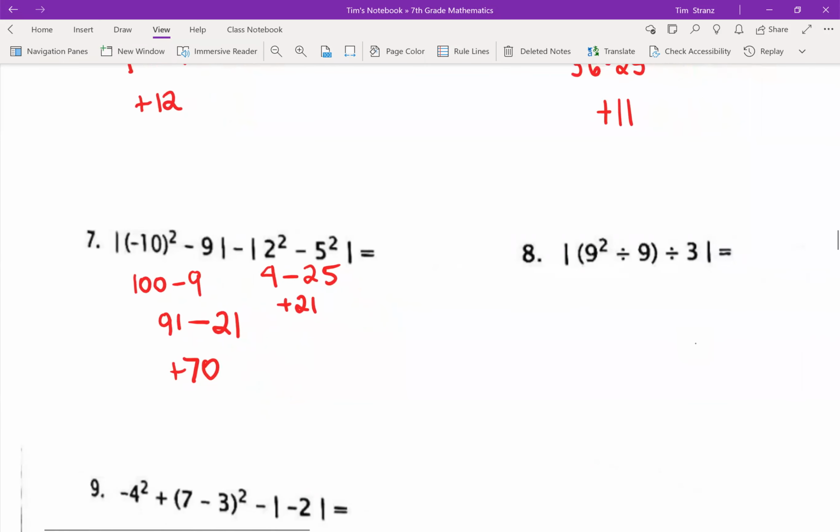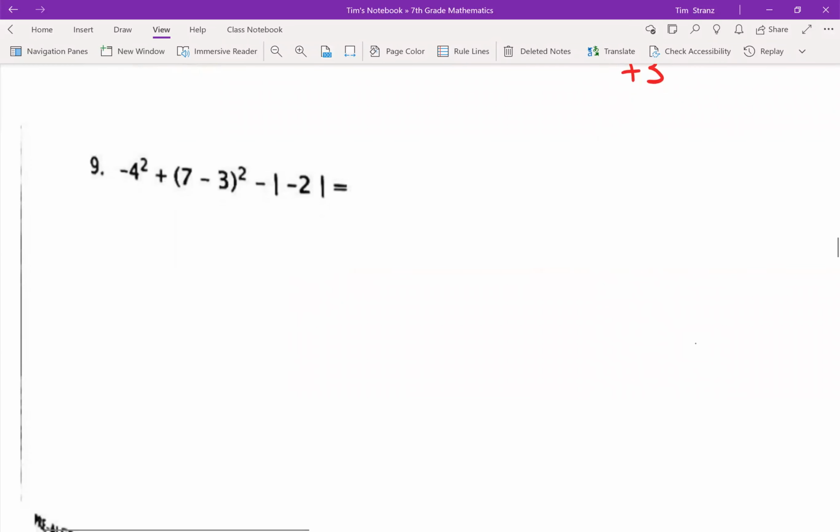All right, number 8. Okay, so we have 9 squared divided by 9, divided by 3. So we're going to do the parentheses first, inside of the brackets. So we have 81 divided by 9, which would give us 9. Okay, 9 divided by 3 would give us a +3.